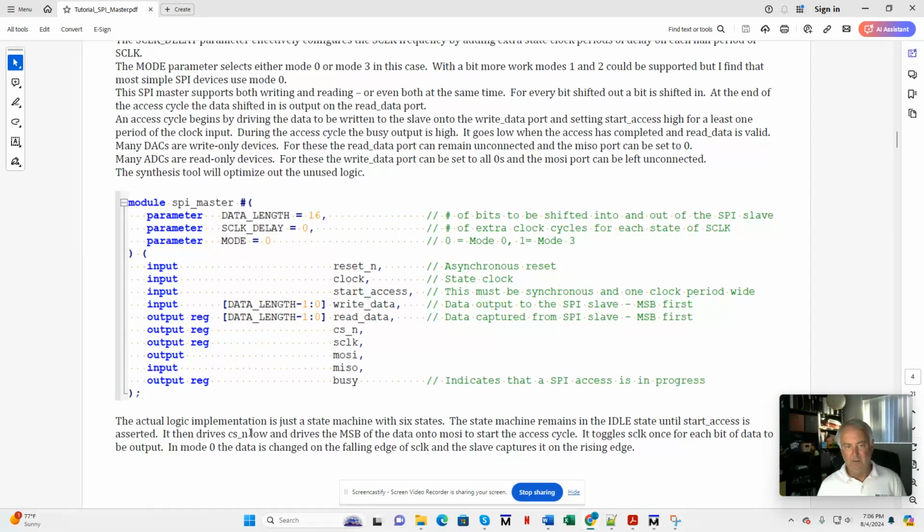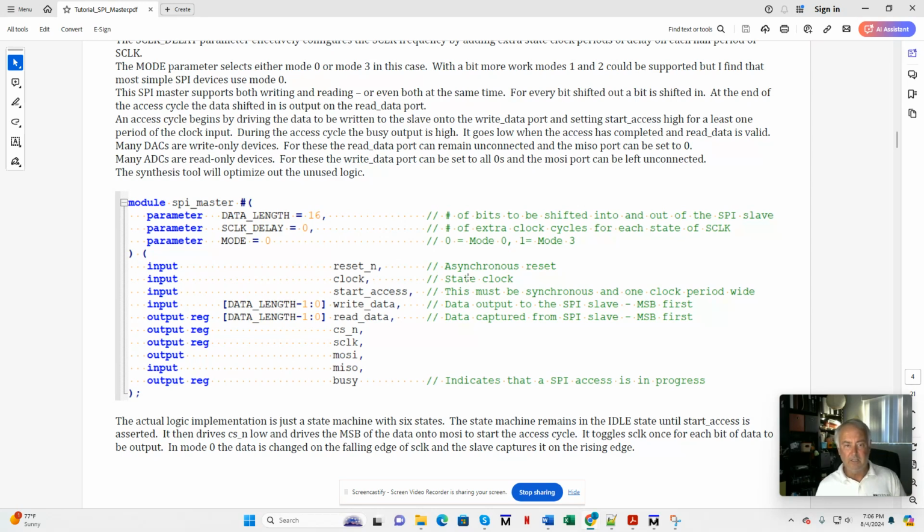S-clock delay is how I handle the S-clock frequency. So the S-clock frequency is going to be essentially set by the state clock, this clock input. It's going to be set by a certain number of clock periods. For example, if state clock is running at 100 megahertz, the minimum S-clock frequency I can support is 50 megahertz, half of that, where S-clock is set high for one state clock period and low for one state clock period. If S-clock delay is 0, that's what we get.